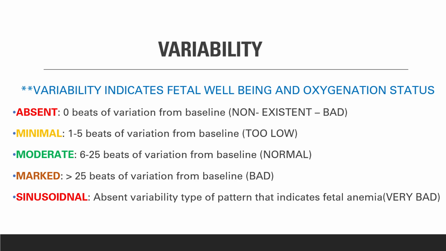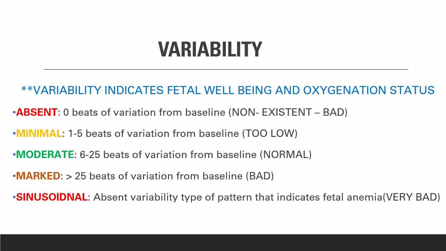So absent variability is 0 beats of variation from baseline. Basically, if I was to draw one line, it is straight as can be. There's no fluctuation in the heart rate. If my baseline is 150, it's 150 for the next 10, 20 minutes, okay? And this is not good. This is really, really bad.